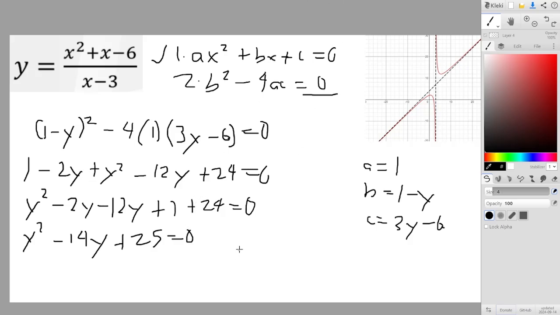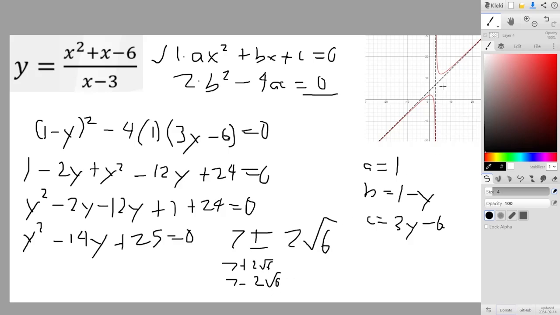So basically, the values that we will be getting here must be 7 plus or minus 2 square root of 6. And obviously, this represents two values, 7 plus 2 square root of 6 and 7 minus 2 square root of 6.